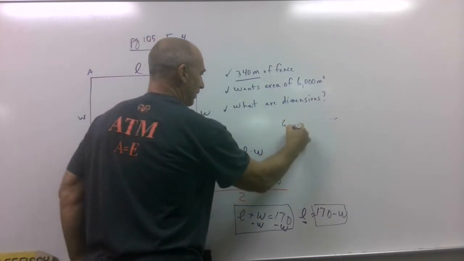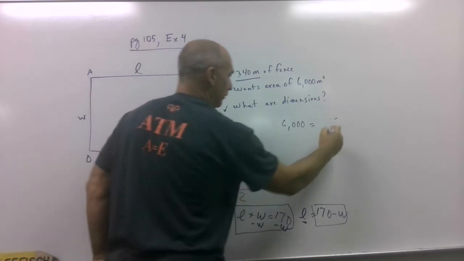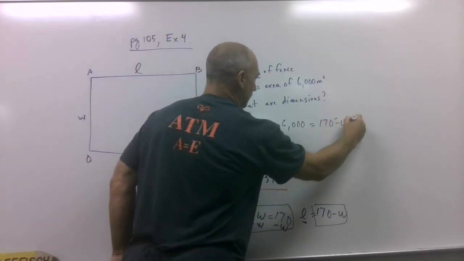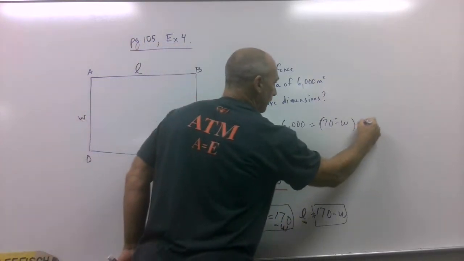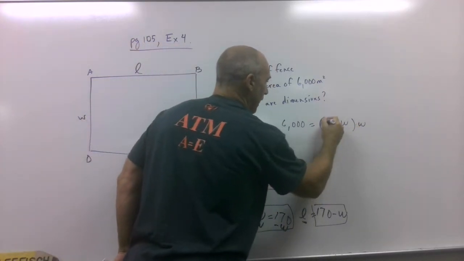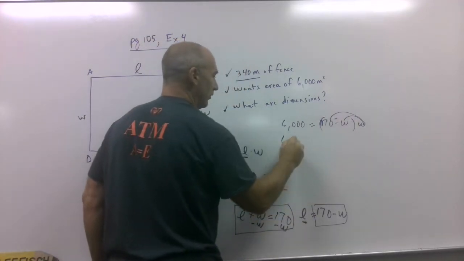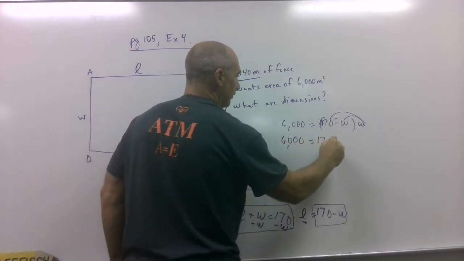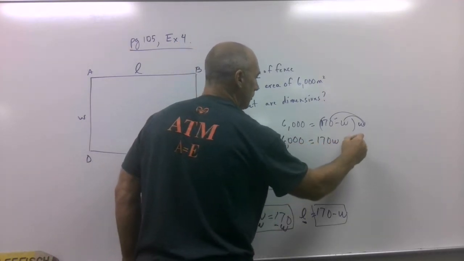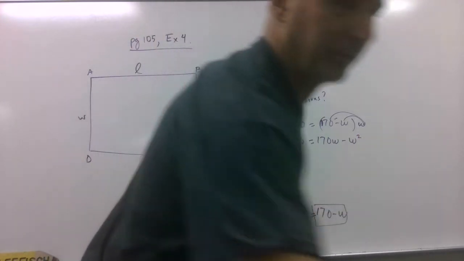So we get 6,000 equals 170 minus W. That's the length times the width. I kind of drew over that. So now we're going to distribute. So we get 6,000 equals 170W minus W squared. Let me pause this a second.